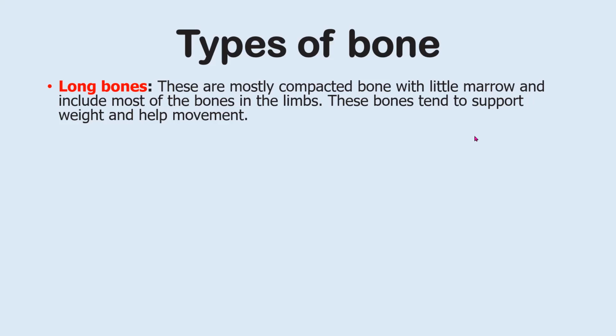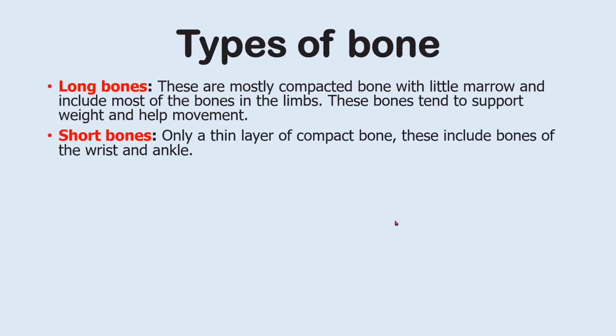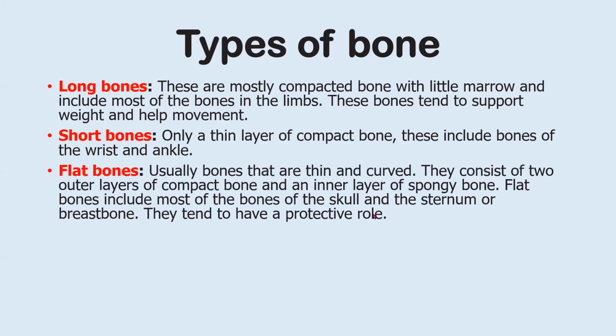If you want marrow, you go to the hip. There's a lot of marrow there, hip bones. Pelvis. The short bones have a thin layer of compact bone, and things like the wrist. This area of the hand, the wrist, but the hand's made of a large number of bones. They're all small bones.